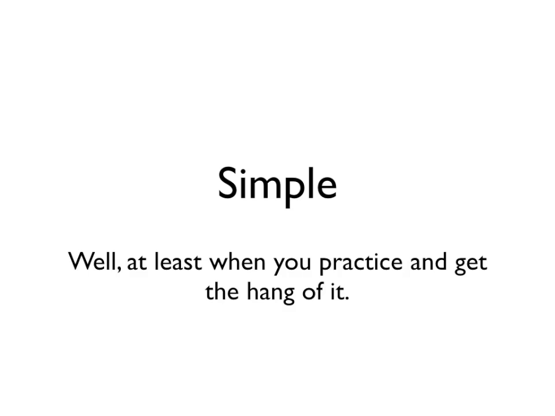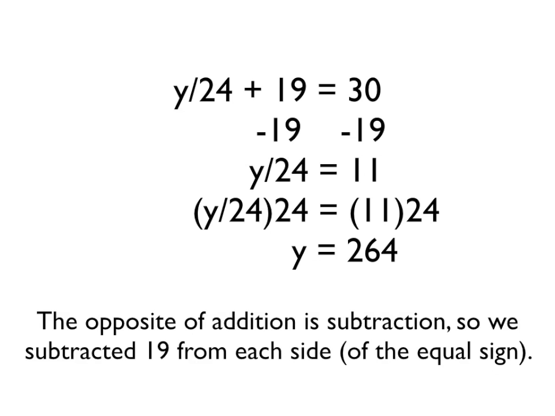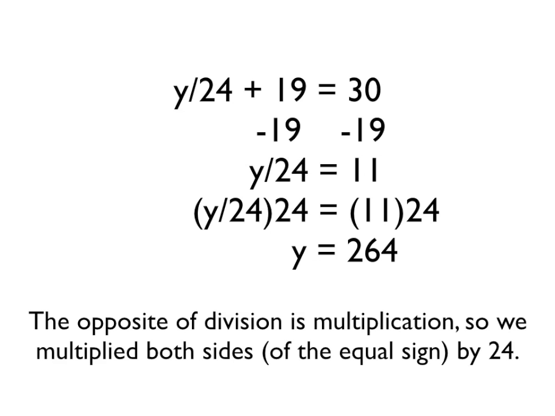So, simple, hopefully. You know, if not, no big deal, just practice. So again, let's look at this in a different way. To solve the equation, we did the opposite operation each time. We have y over 24 plus 19. So we have to subtract 19 to solve this, because the opposite of addition is subtraction. And then we multiplied by 24, because the opposite of division is multiplication. Cool. So you can stop that and study it if you need to.